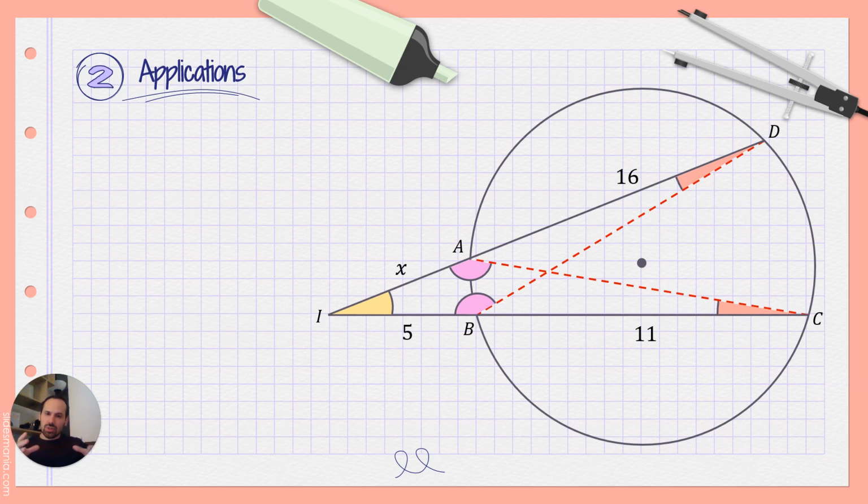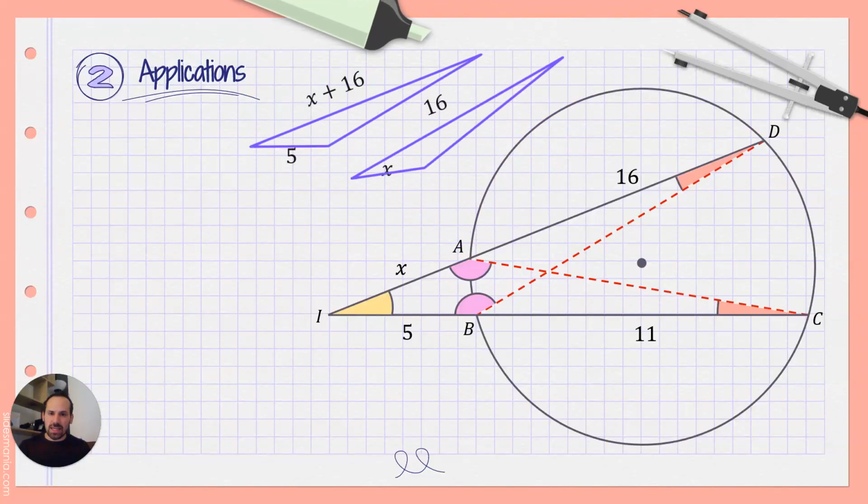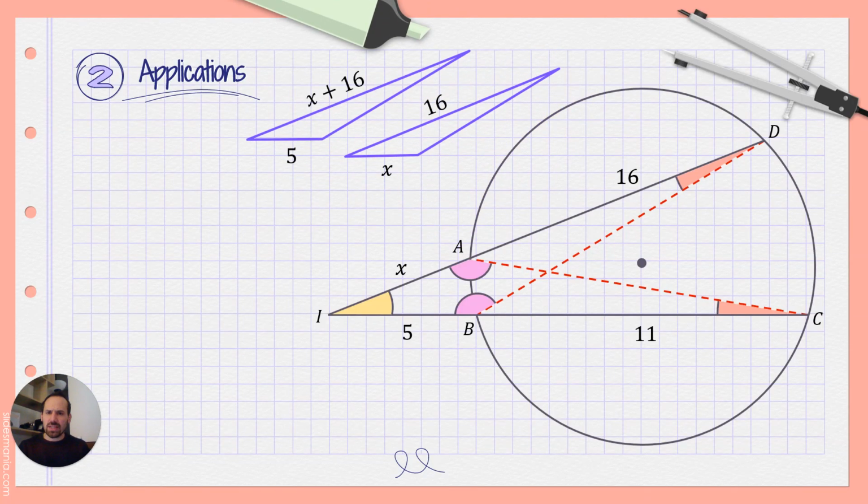We've got two overlapping triangles there, IAC and IBD. You see they've got all the same angles, so they're similar triangles. Let's bring them out like this and label their sides accordingly. Sometimes this is good to see side by side. Just make sure you label the sides correctly.